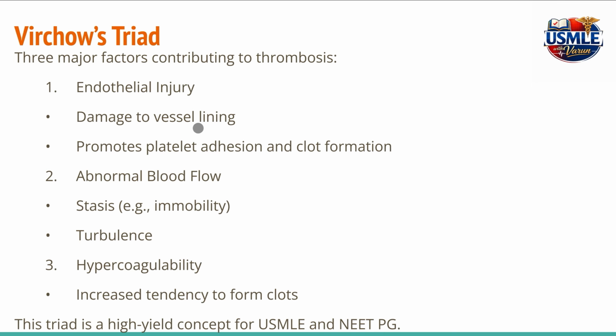Whenever there's damage to the vessel lining, leading to endothelial injury, this promotes platelet adhesion and clot formation. Whenever there's stasis, this leads to abnormal blood flow, which in turn leads to accumulation of clotting factors at a particular place, predisposing the circulation to thrombosis. Hypercoagulability is an increased tendency to form clots. All these three factors, as Virchow's triad, finally lead to thrombosis.